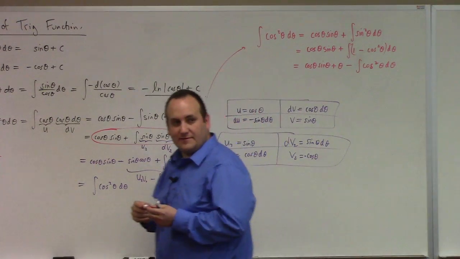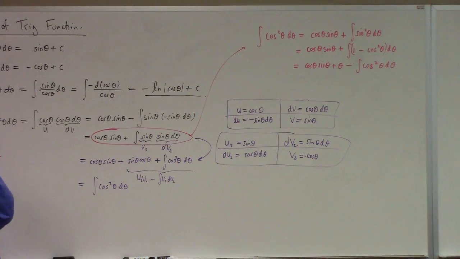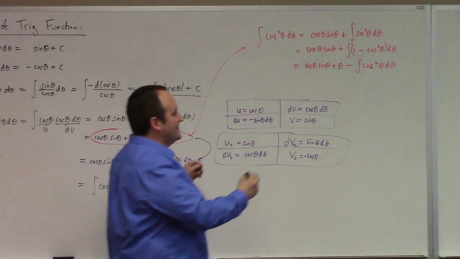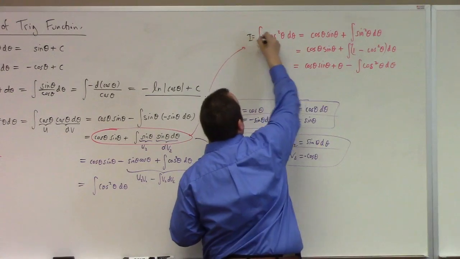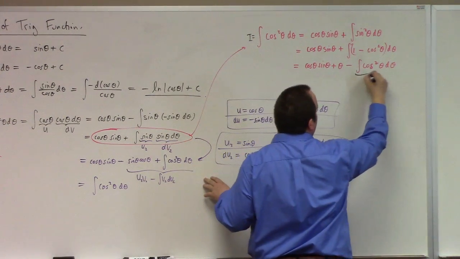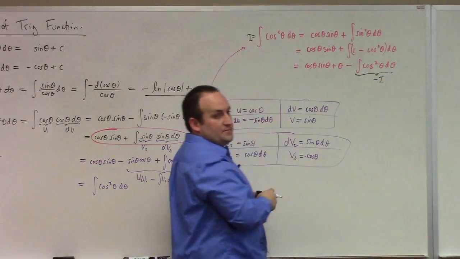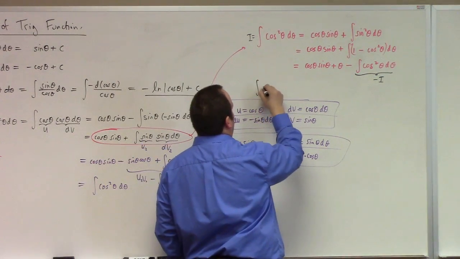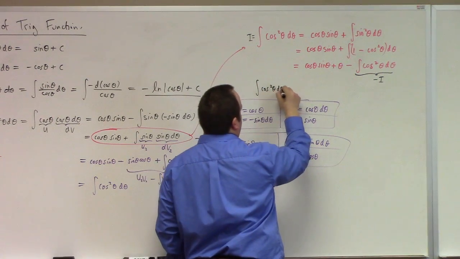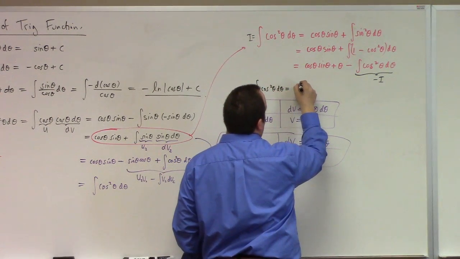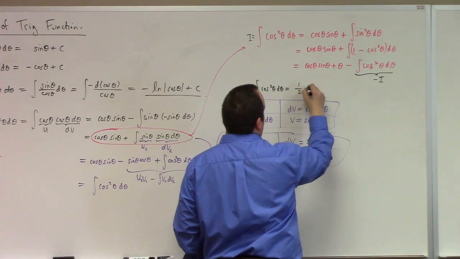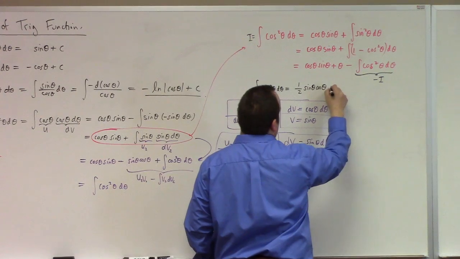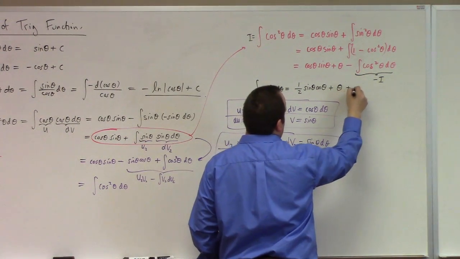We win. We have looped back to the integral, but not exactly to the integral. So I has looped back to some function, and this is minus I, so I can solve for I. What do I get? One half sine theta cosine theta plus theta plus a constant.